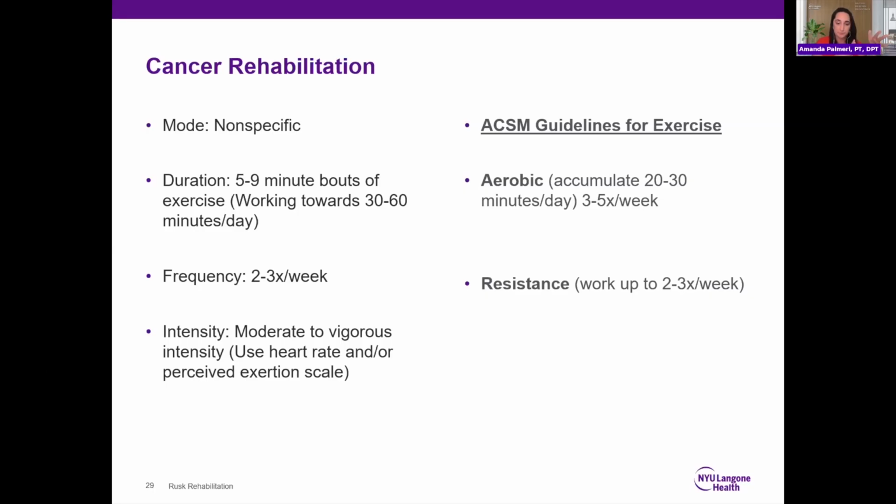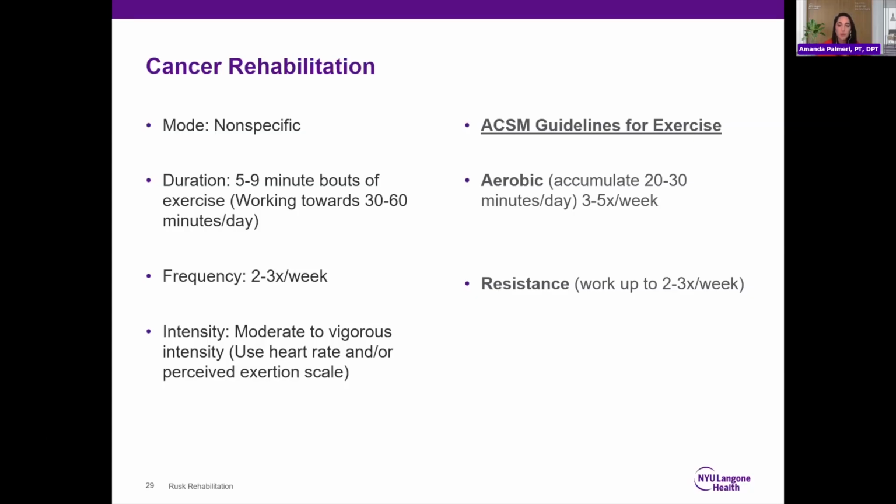The frequency is recommended as being 2 or 3 days per week, but it can start at just once a week. Just once a week is a good place to begin so that we can get familiar with movements, so that we can get comfortable, and then we can increase the frequency. The intensity can start light, but ultimately the recommendation is what we call moderate to vigorous intensity.